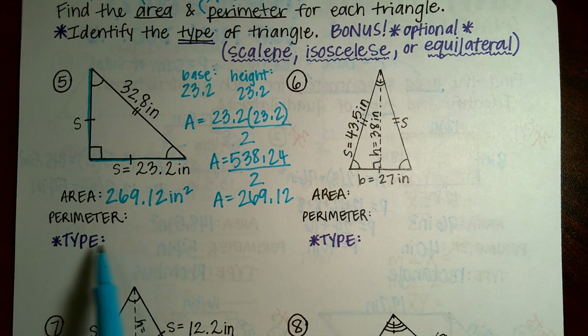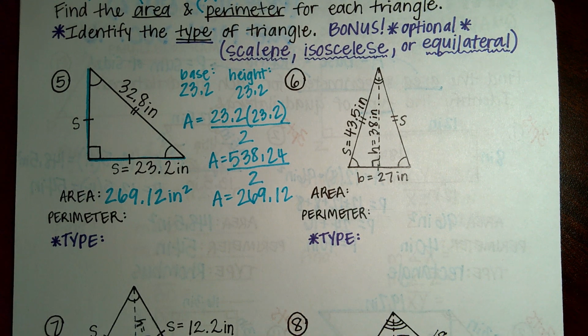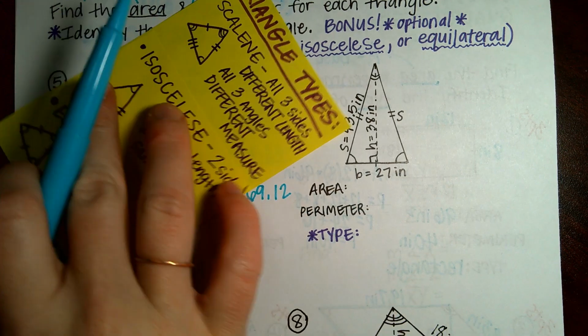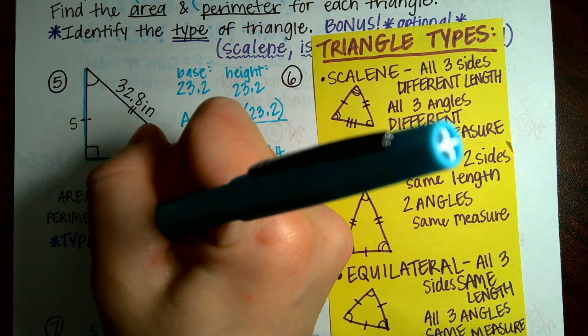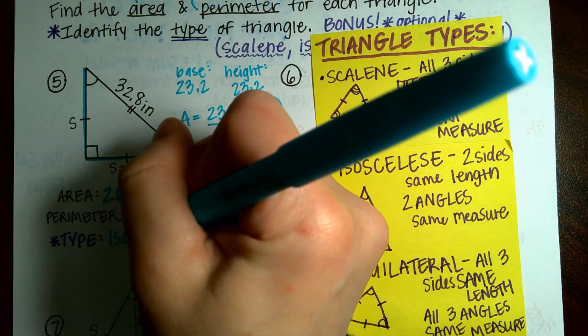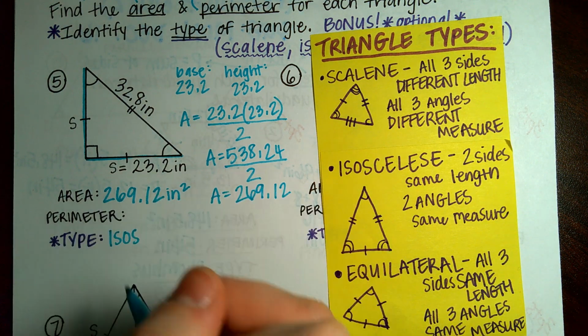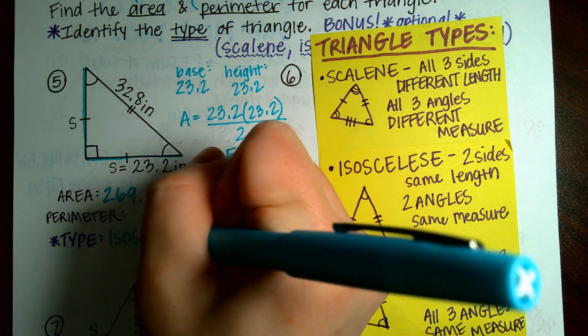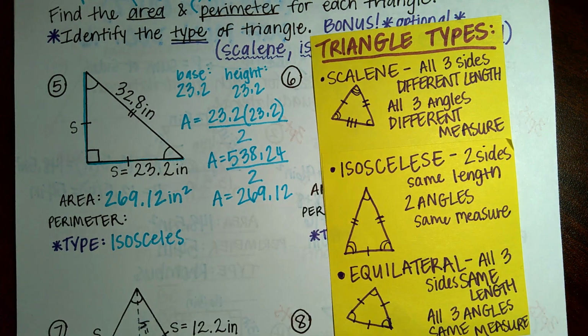So here, let's talk about the bonus for number 5. What type of triangle is this? Isosceles. Why is it isosceles? Because 2 are the same and 1's different. Yes, 2 sides are the same and 1 is different. So isosceles.